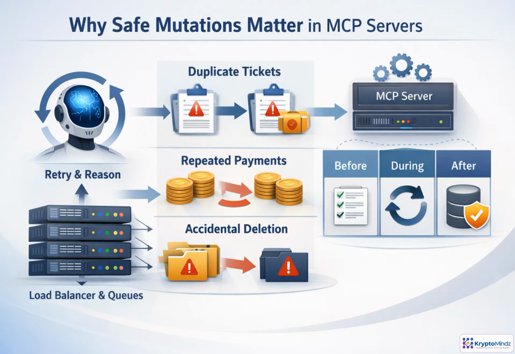Reads are usually forgiving. A read tool can be called 5 times and nothing changes. A mutation tool is different. If an agent retries or infrastructure redelivers a request, one unclear action can become duplicate tickets, repeated payments, or deleted data. Safe mutation contracts make those repeats predictable.